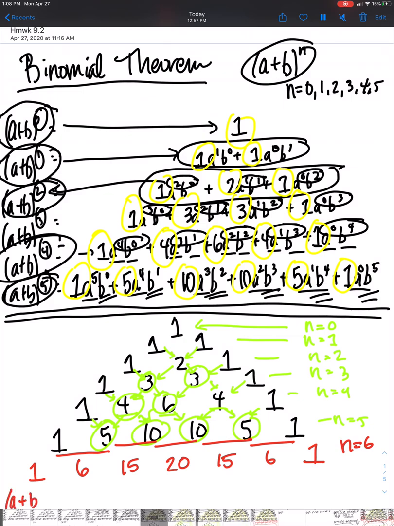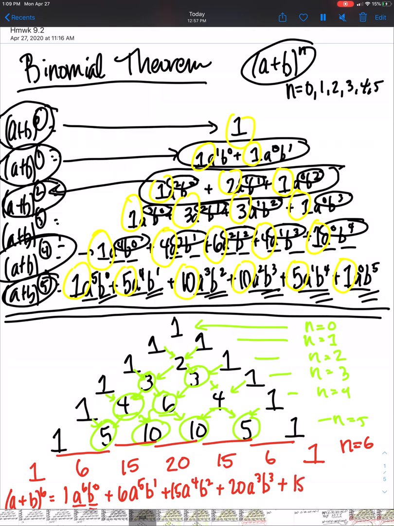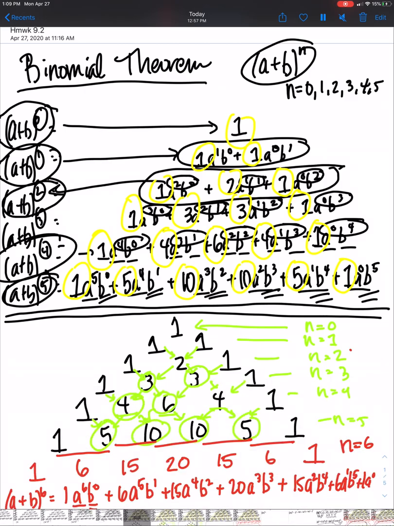So how you would write this is 1, a to the 6, b to the 0. And then we're going to go down in the a's, up in the b's. 6, a to the 5th, b to the 1, plus 15, a to the 4th, b squared, plus 20, a to the 3rd, b cubed, plus 15, a squared, b to the 4th, plus 6, a to the 1, b to the 5th, and then 1. Oh, I ran out of room. Hold on just a second. 1, I'm going to move it to the next line. So 1, a to the 0, b to the 6th. Okay?